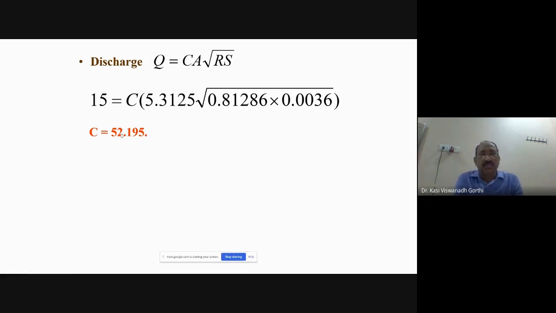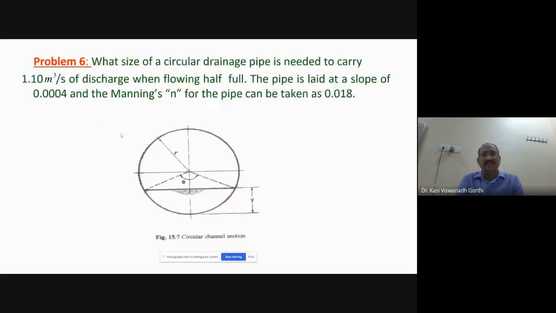Just make note, in the earlier case, you got 62 as the Chezy's coefficient. For this problem, you got 52, which indicates that the general range of the Chezy's coefficient would be of the order of 50 or 60, when you are using the MKS system of units. Similarly, the general range of the Manning's coefficient would be 0.015, 0.018, and so on. That is the general range.